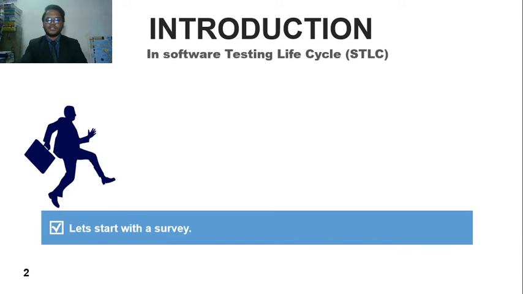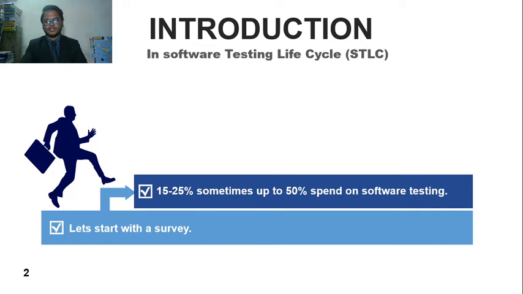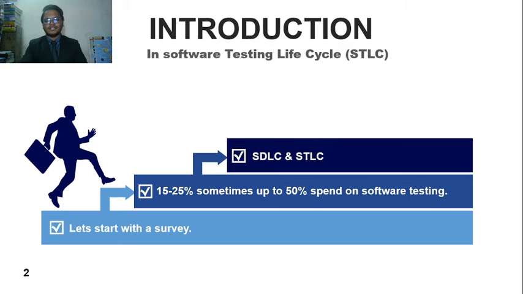Let me start with a survey. According to a website called Software Testing Genius, software testing cost usually lies between 15 to 25%, and sometimes it rises up to 50% of the total project costs. It's a lot, right? We all know about SDLC and STLC.